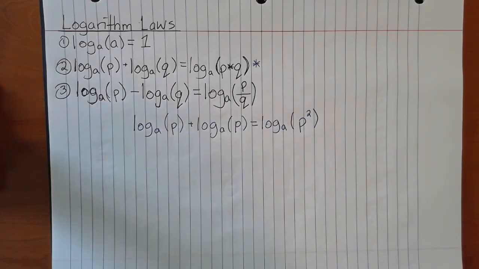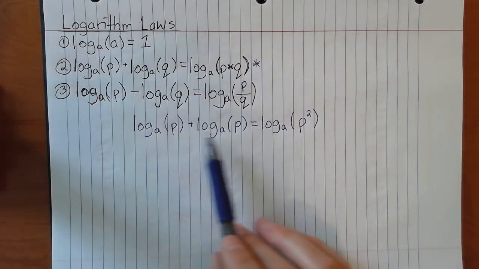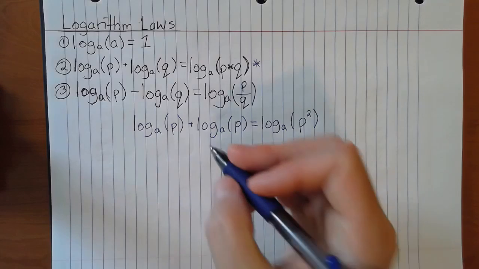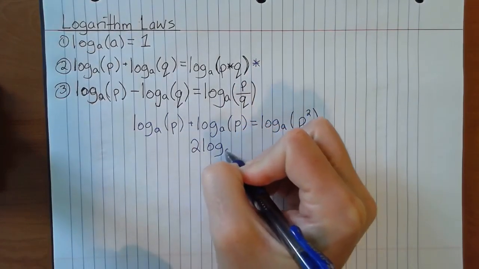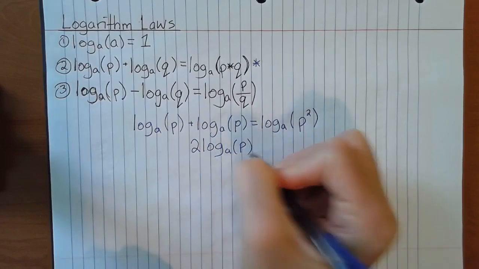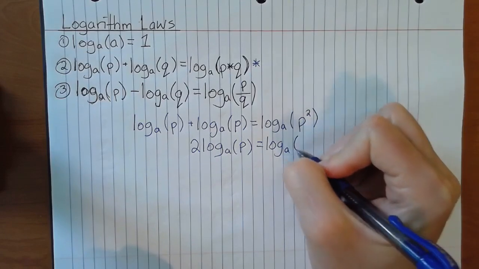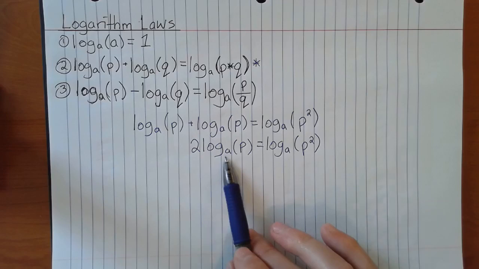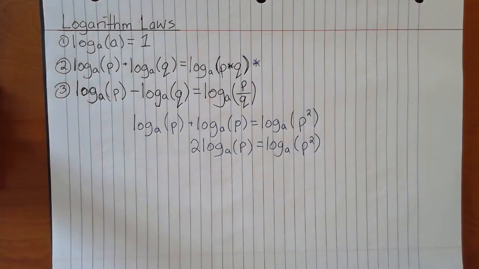Let's see if we can simplify these sides a little bit more, though. If we look at the left side, we have the exact same thing written twice being added together. Well, that means we just have two of these log base A of P's. So I can write that side as 2 log base A of P equals the right side. The right side didn't change at all. So far, we have 2 log base A of P is equal to log base A of P squared.